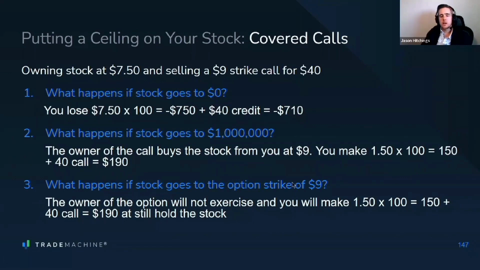Now, what happens if the stock lands right at the option's strike price? Well, it's actually the same thing in terms of profit and loss. You make 150 on the stock, you make 40 on the option. The difference is that you're going to still own the stock because no one's going to exercise the option if it's the same price that they could just buy it in their brokerage.